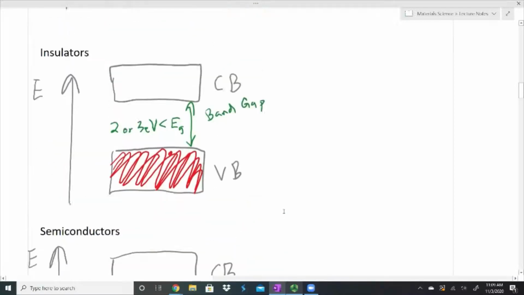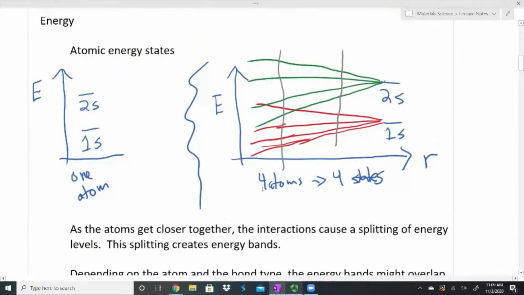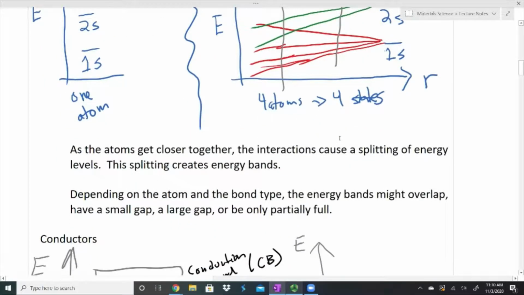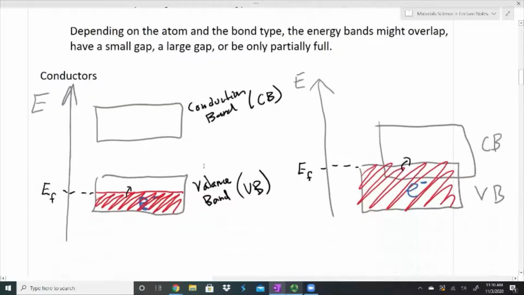So that's our picture. I want to go through that one more time relatively quickly. All of our electrons have energy states, such as our 1s and our 2s states, and then we get into our p's and our d's and all that. When I have this ensemble of atoms that we put together and we call it a solid material, as those atoms get close together, they start to interact. When they start to interact, we get splitting of these energy levels. And that splitting creates energy bands. The bottom band that has electrons in it, we call our valence band.